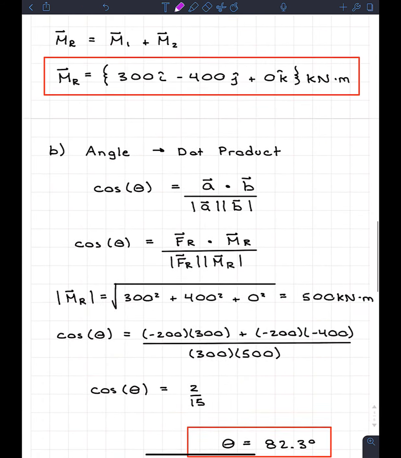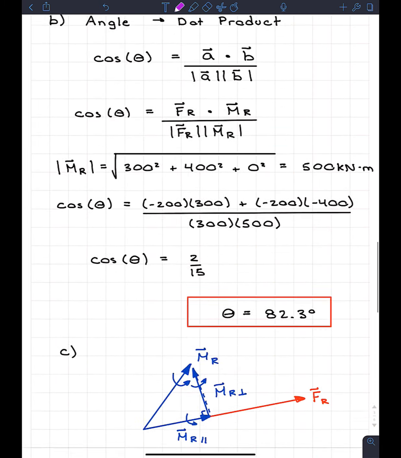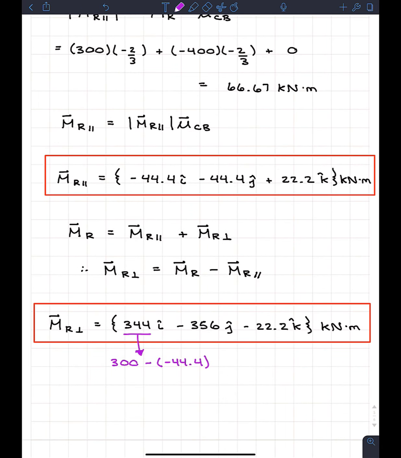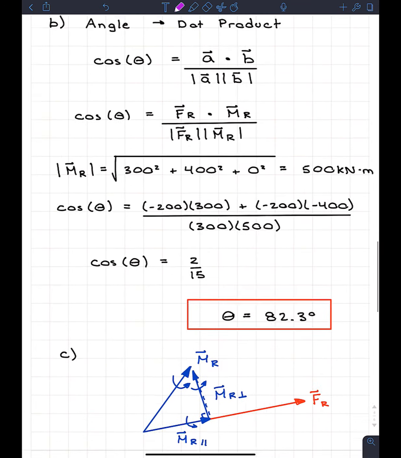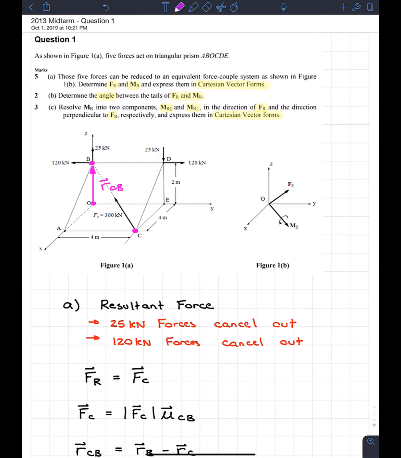So that's part C. If we look at part C, we again double check, make sure you know exactly what they were wanting. It wanted MR in two components, MR parallel and MR perpendicular. Well, we did that. And it said make sure that it's in Cartesian vector notation. We check. Oh, they're both in Cartesian vector notation. They both have units. We're good to go. And that right there concludes the very first question of the 2013 midterm.